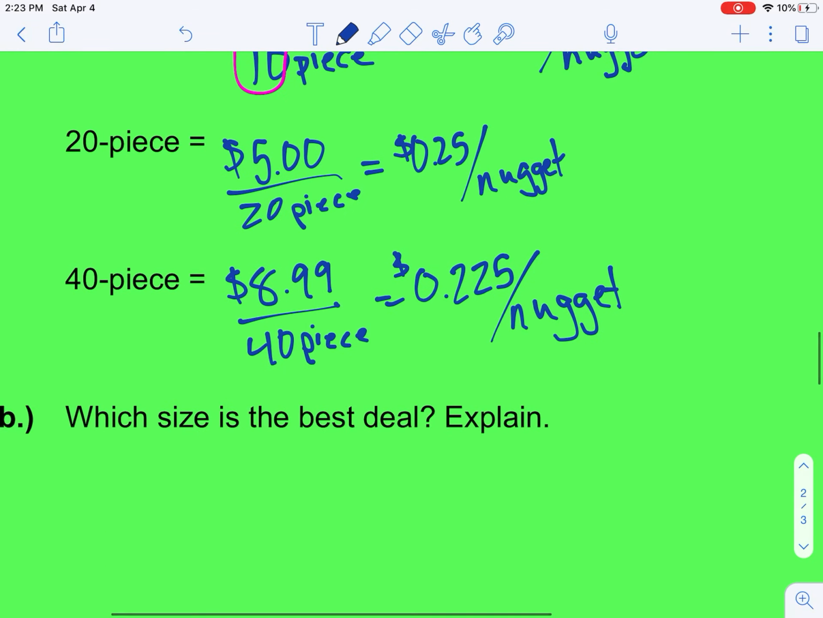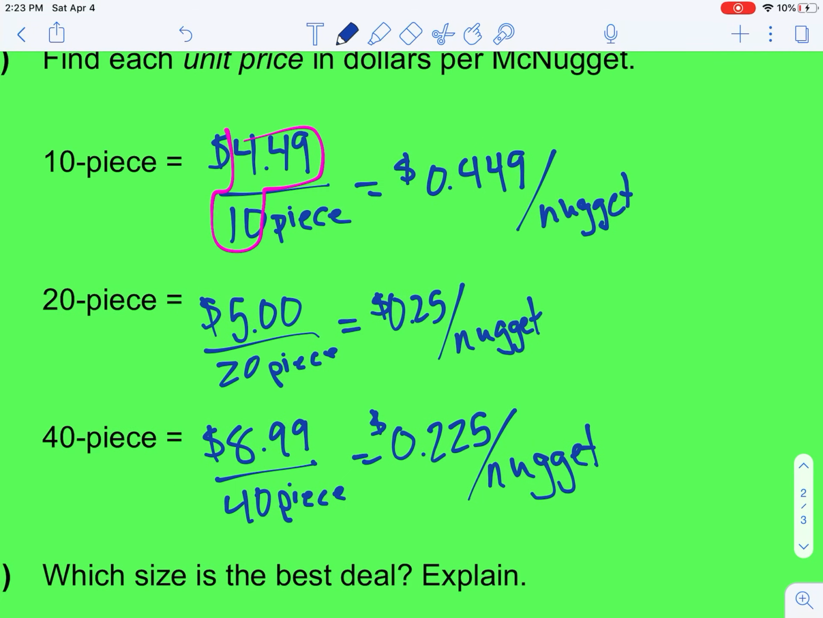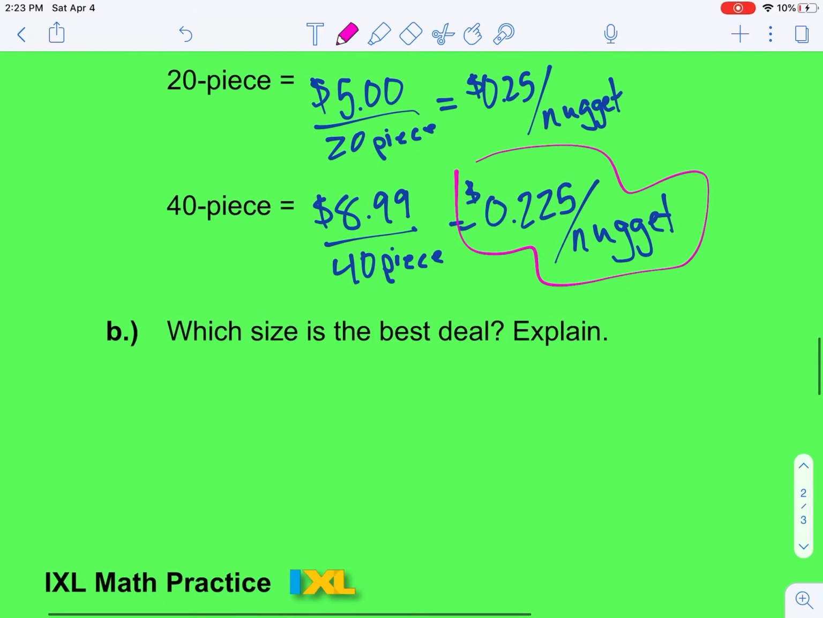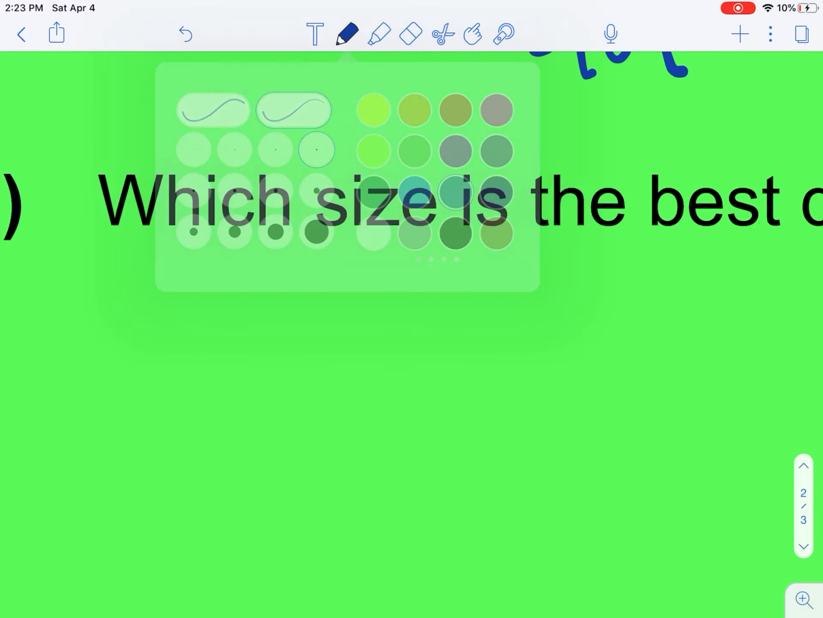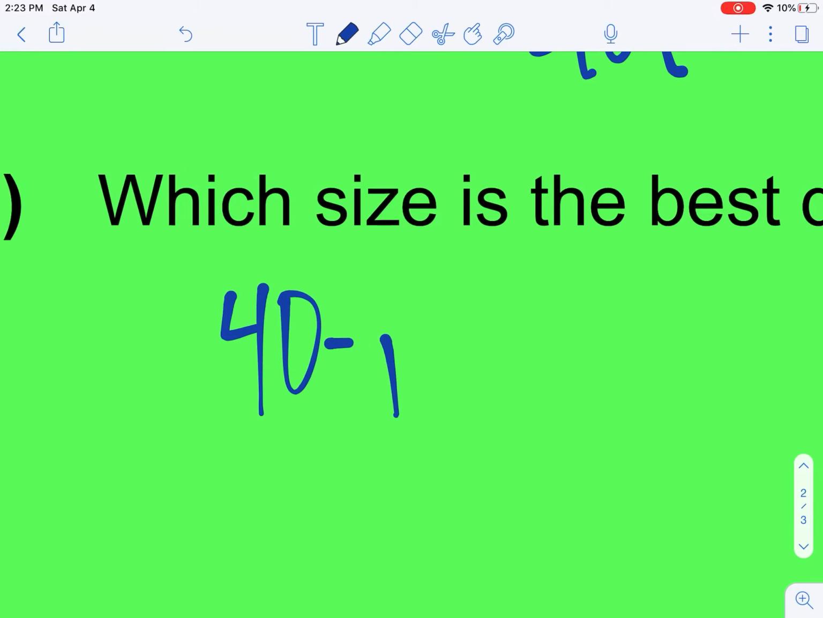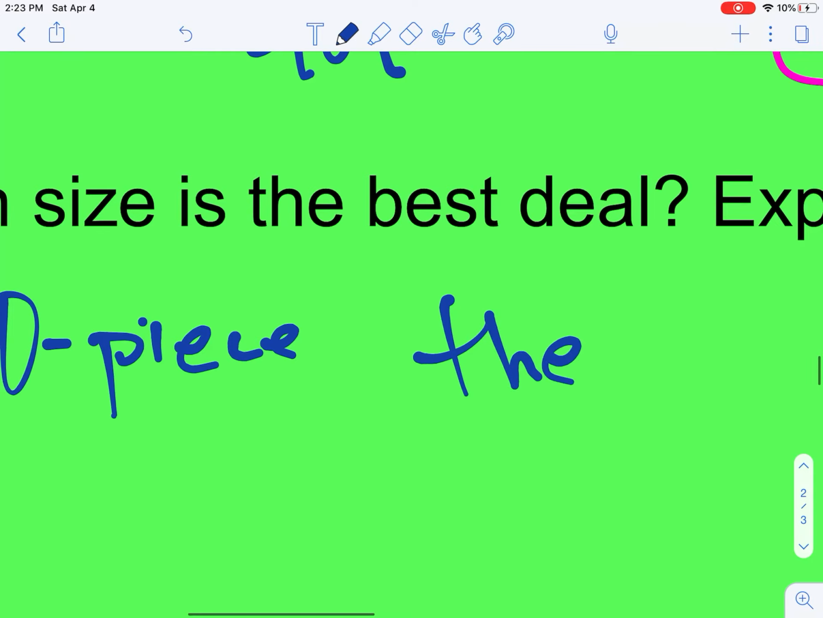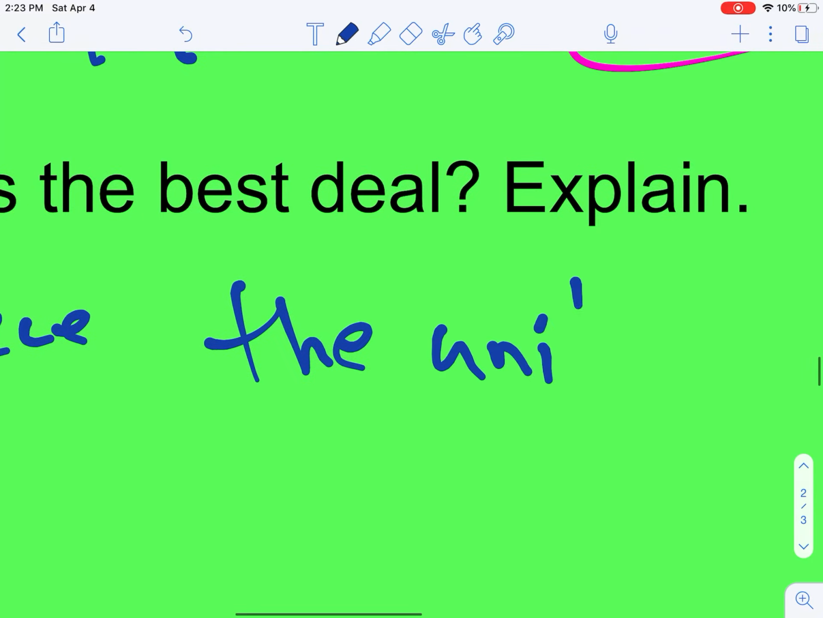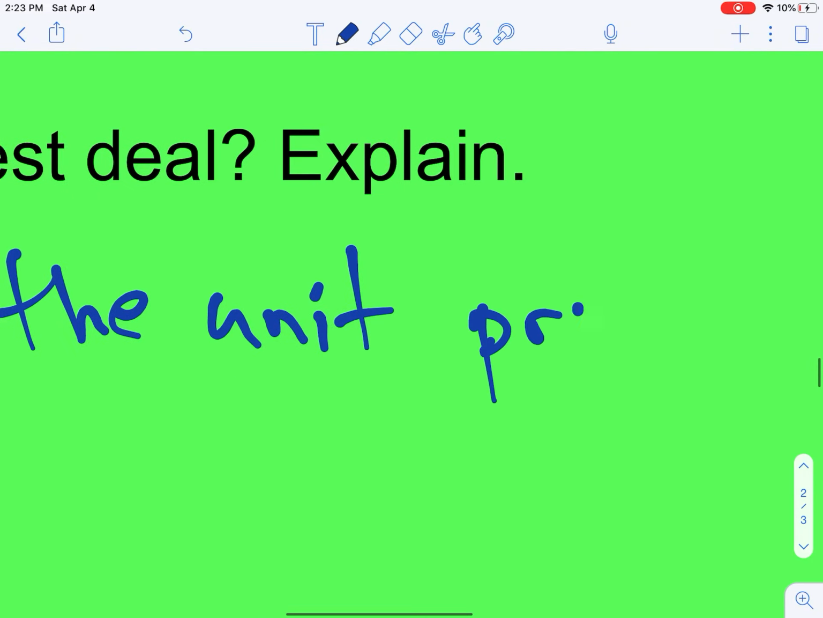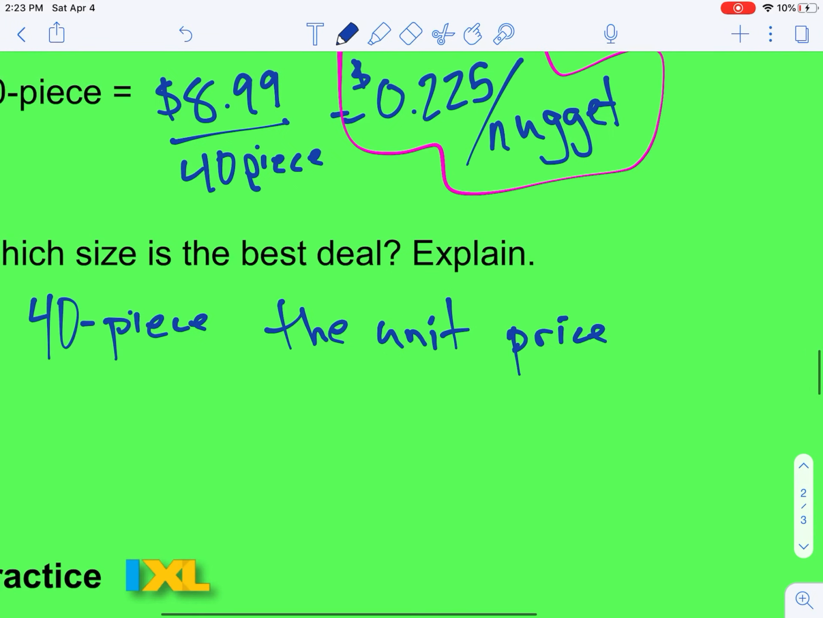Letter B says, what size is the best deal? So I'm comparing which one is cheapest. So there's my cheapest one right there. Okay, so the 40-piece nugget is the cheapest. And that is because the unit price per nugget is the lowest.